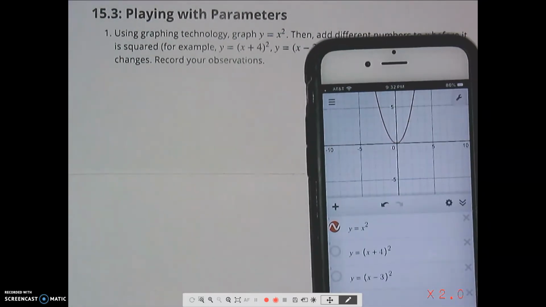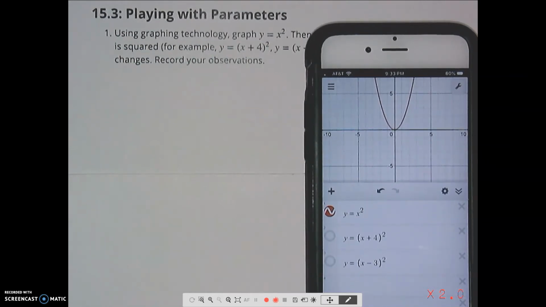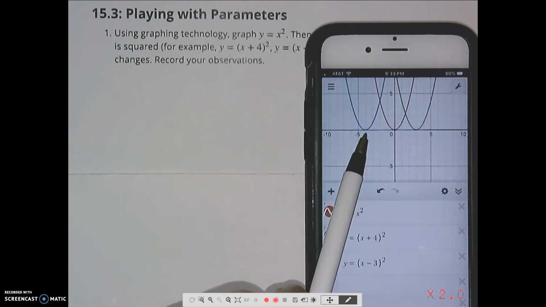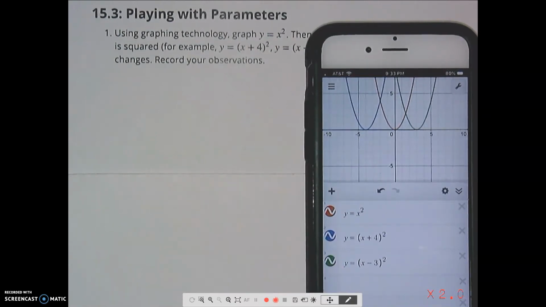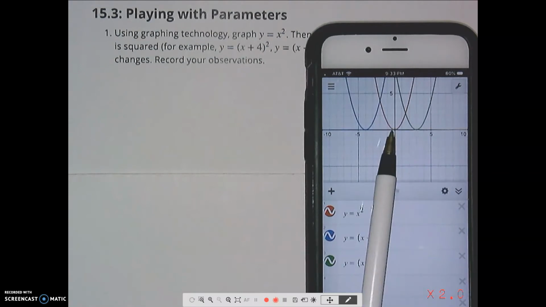So if we're looking at this here, I went ahead and graphed y equals x squared, and then I added 4 before I squared it, and I subtracted 3 before I squared it. So let's see what those look like. So here, when we added 4 before we squared it, that moved it over to the left. Okay, it actually moved it left. And when we subtracted this 3, that's the green graph over here, it actually moved it right 3 spaces.